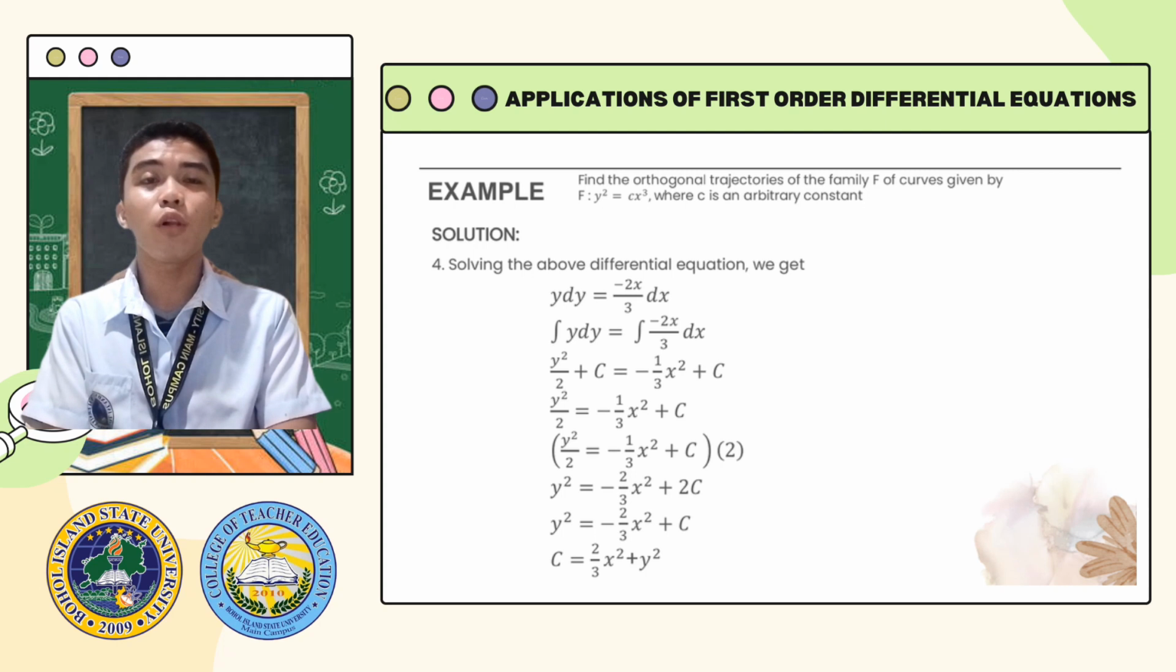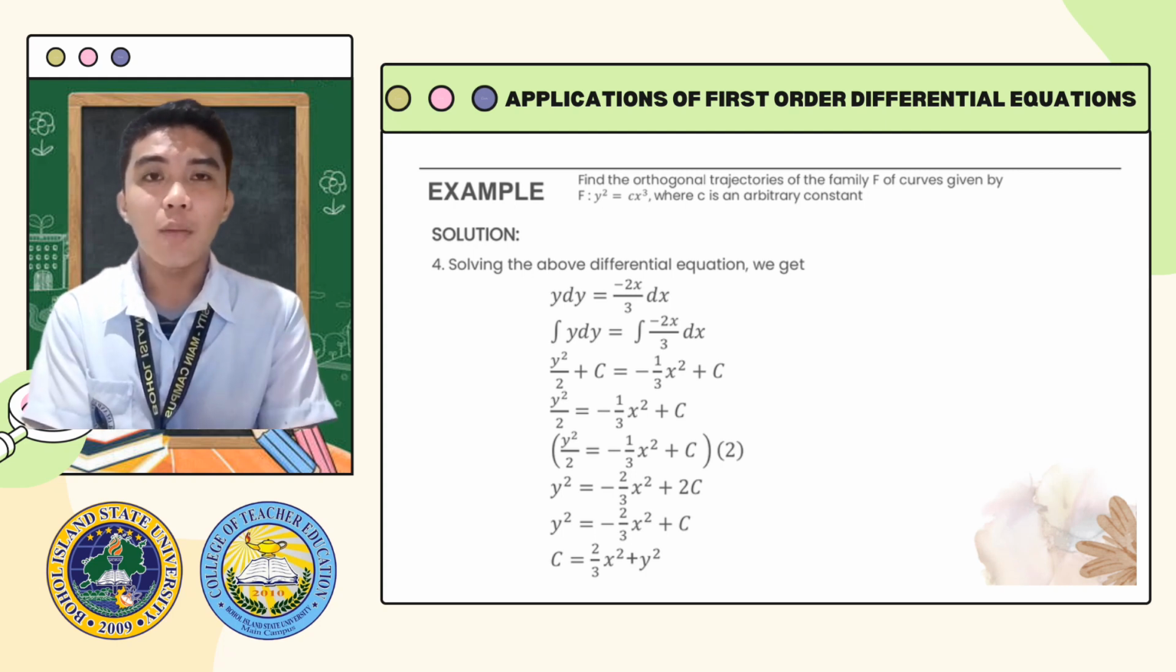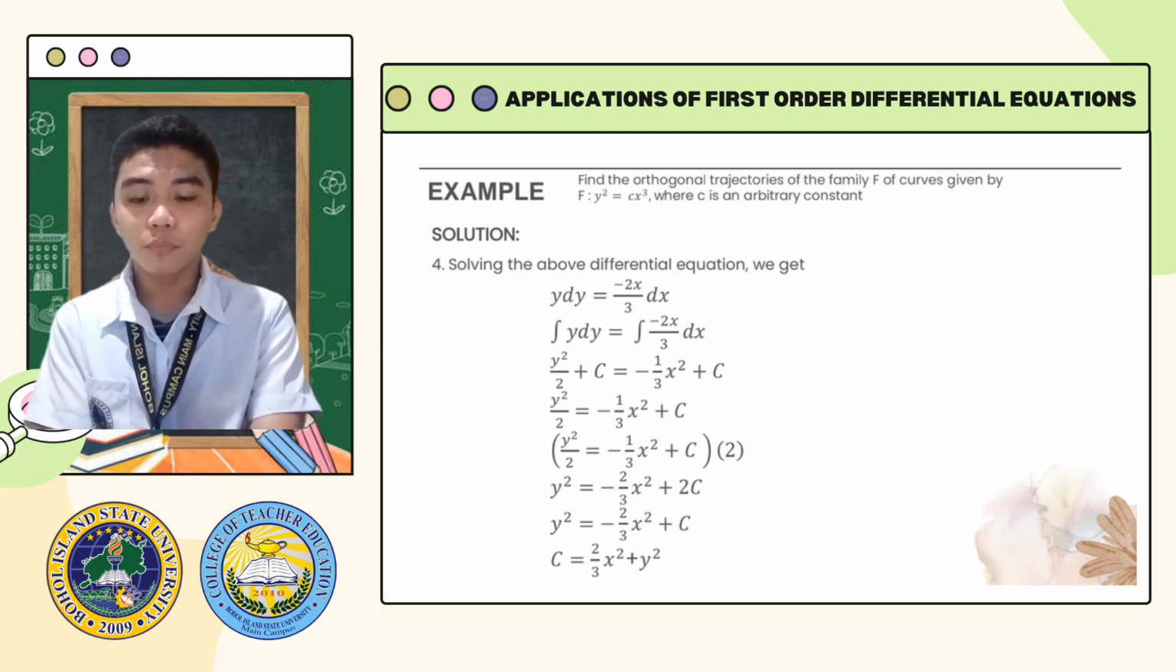So next, we will multiply both sides of the equation by 2. Y squared over 2 is equal to negative 1/3 x squared plus c, multiplied by 2. So we get y squared is equal to negative 2/3 x squared plus 2c. Since the expression 2c is a constant, it is possible to denote the whole expression as a constant c. So we get y squared is equal to negative 2/3 x squared plus c.